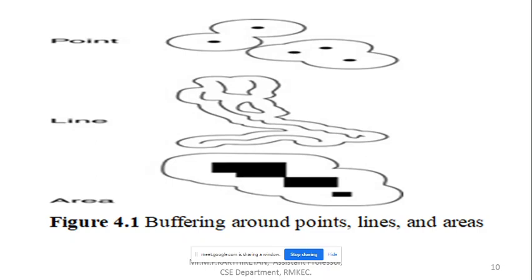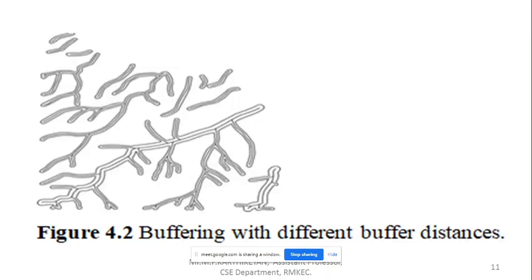Okay, so now we will be going to the next topic. This is buffering with different buffer distances. Various distances of data are being covered in a particular manner.